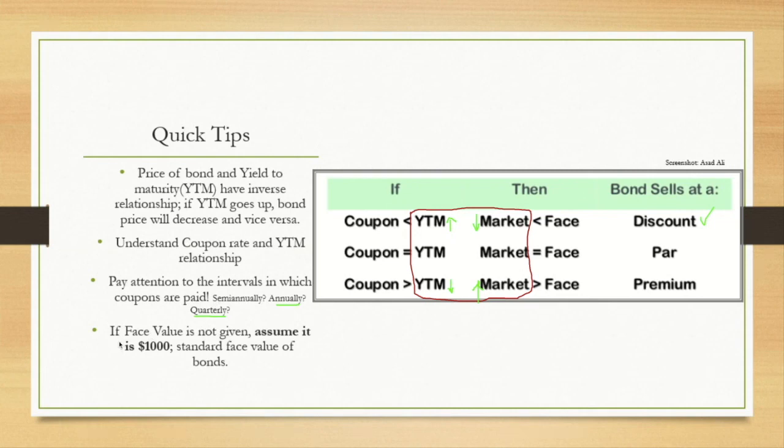And lastly, we have another tip which says that if the face value is not given, assume that it's 1,000, because the standard face value of bonds is 1,000. Sometimes you'll see some questions where you aren't given the face value and you'll wonder what you're supposed to use. So use 1,000. I know some textbooks also allow you to use 100 as the face value, but it depends on what you're given in the parameters. Generally, the standard face value of bonds is 1,000.